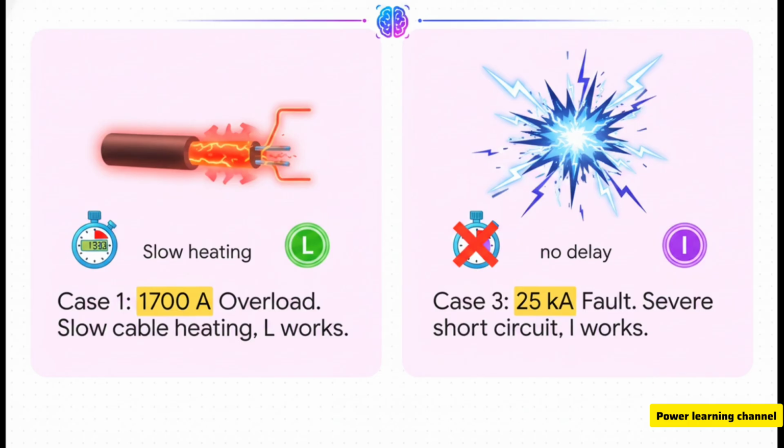Now contrast that with Case 3, a violent 25 kiloamp short circuit. In this scenario, the brain completely ignores the L delay and instantly triggers the I function, immediate trip. The brain perfectly routes the specific problem to the exact correct protection response.